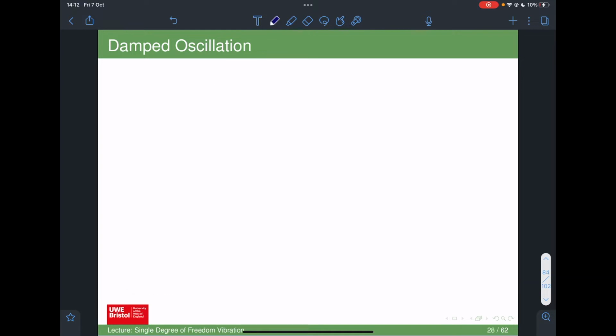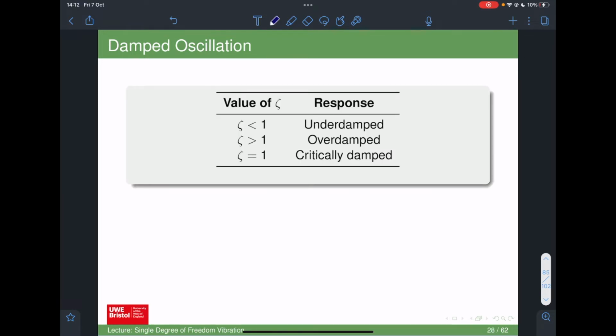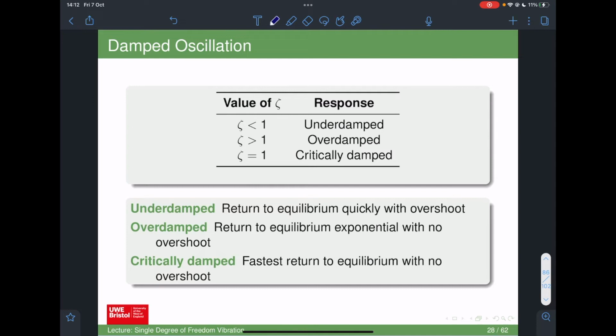And so what you end up with is a situation where when zeta is less than 1, you have an underdamped response. When zeta is greater than 1, it's called overdamped, and when zeta equals 1, you've got something that's critically damped. The other words for that would be subcritical, which is underdamped, supercritical, which is overdamped, and critical, which is critically damped.